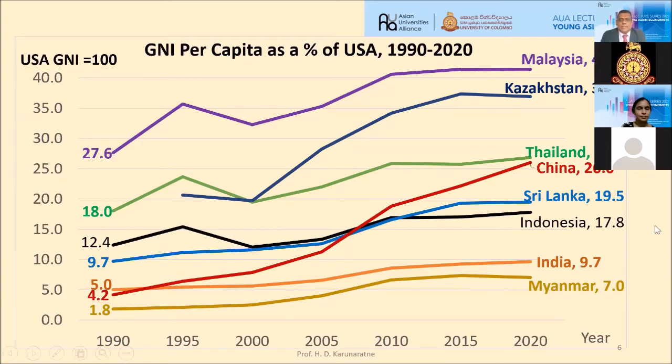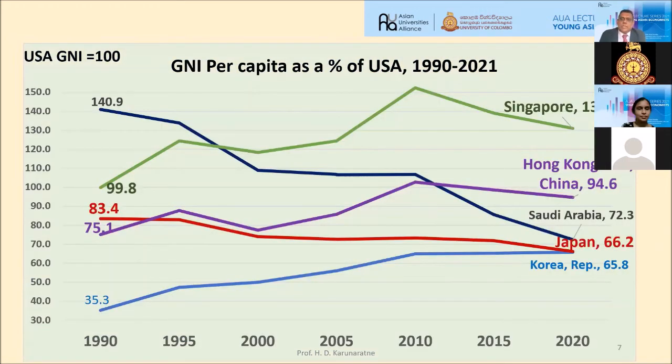We can't clearly understand. So I wanted to show one category of countries which are still below 50% of US per capita income, if you take the US income as 100. This category has Malaysia, Kazakhstan, Thailand, China, Sri Lanka, Indonesia, and India. Then I, of course, went into the second category, which is above 50% of US per capita income during this period.